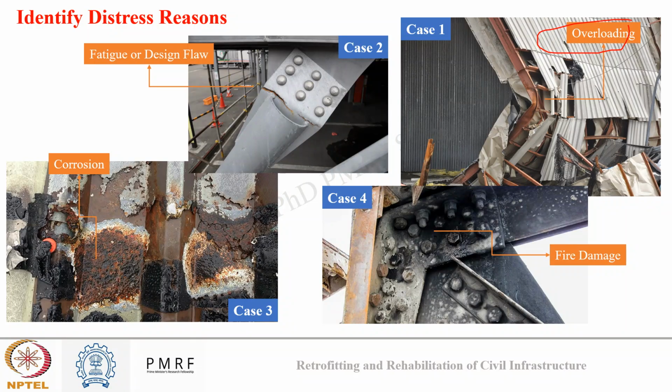In the third image, you can see clear spots of rusting everywhere on the steel, which is due to corrosion. While in the fourth image, you can see a temperature or heat related defect, which can occur due to fire damage. Okay, so in this way, we can identify different distresses in the steel structure and the reason behind those distresses.